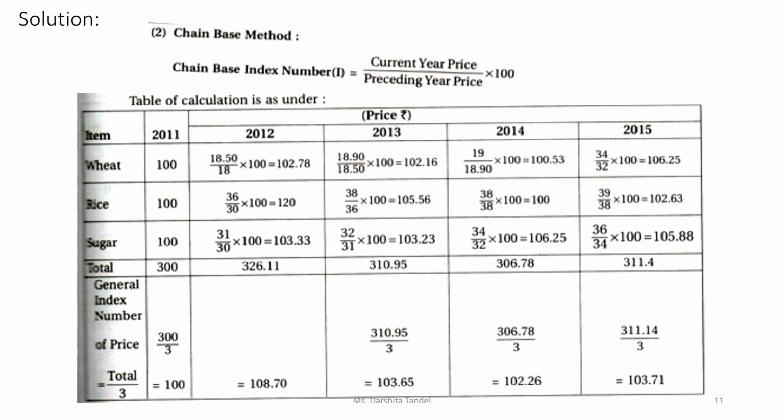Similarly, for years 2014 and 15, we have to find the index number by this method. Similarly, for items rice and sugar, we have to find the index number by this method. Here the total of all items according to their year is given. General index number of 2011 is 300 divided by 3, so its average is 100. In year 2012, total 326.11 divided by 3, so its average is 108.70. Similarly, for 2013, 14 and 15 its average is given.